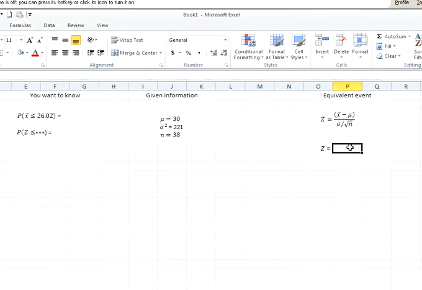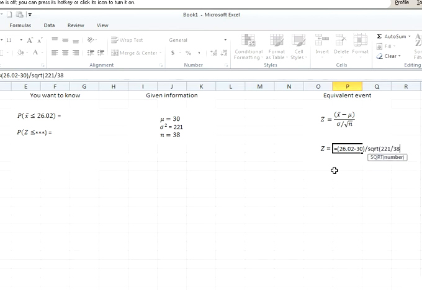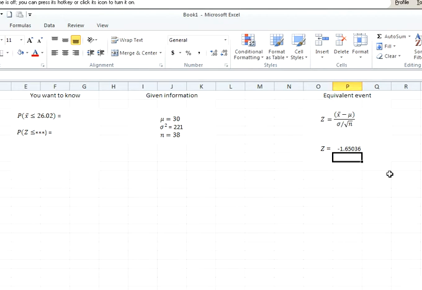So how can you compute this z value? You're going to say equal to x bar, in this case 26.02, minus the mean, which is 30, divided by the square root of 221 divided by 38. Remember, you have to take the square root of sigma squared also, because the formula asks you for sigma, not sigma squared. Sometimes a student makes a mistake right there. So you have to take the standard deviation, not the variance. This is the variance, okay, divided by square root. Okay, so enter, you got negative 1.65.